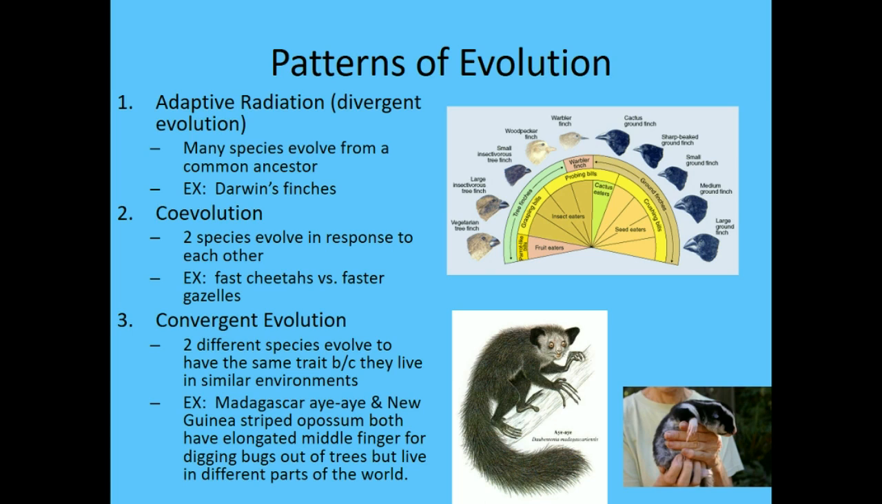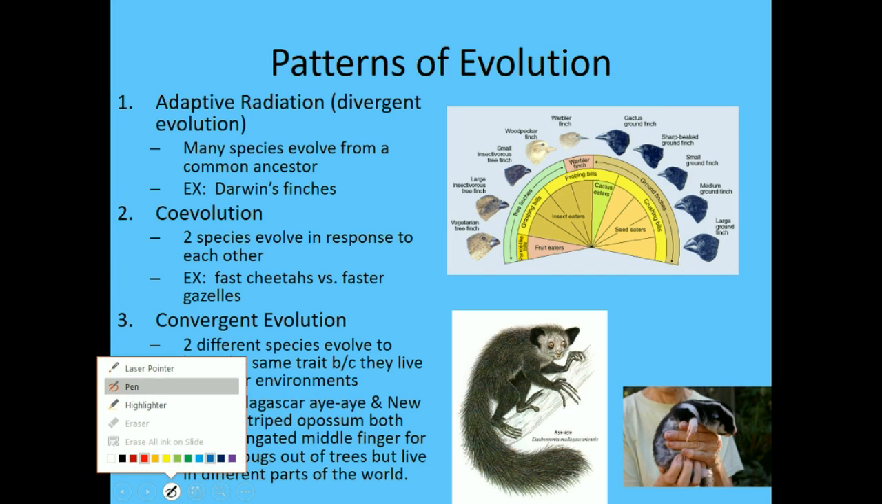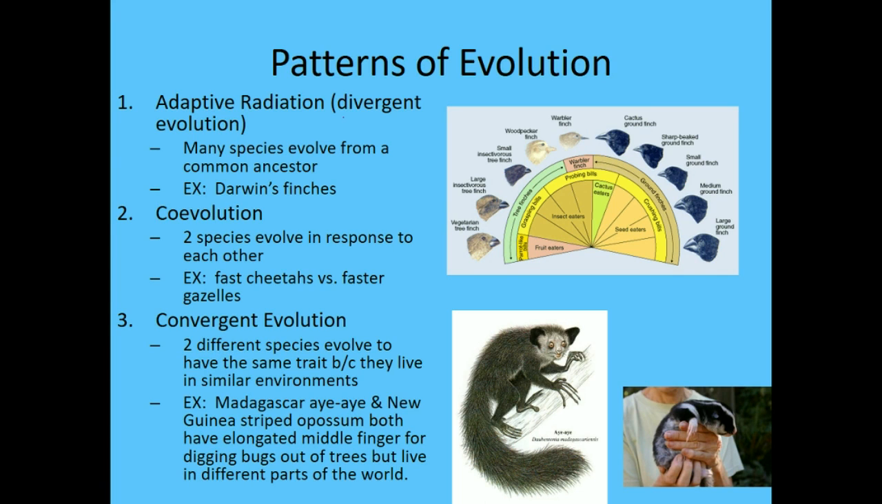You basically have one species that separates out into many. Okay, so it diverges. The whole idea is that it diverges. So if you look here, you had a common ancestor of the finches, and then they diverged into all these different species of finches, so many different types based on their food source and stuff like that. So that's an example of adaptive radiation or divergent evolution.